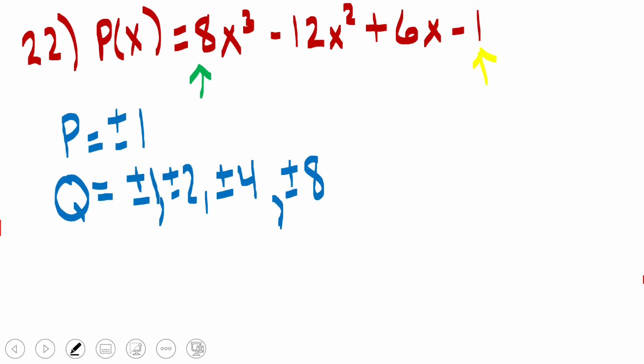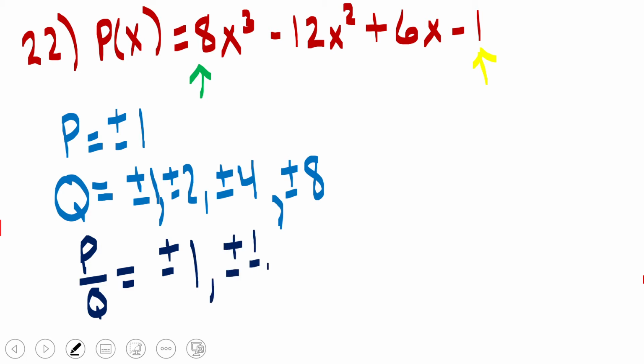Now remember, we make a fraction from p and q to find our possible rational zeros. So our possible rational zeros in this set are p over q equals plus or minus 1 over 1, plus or minus 1/2, plus or minus 1/4, and plus or minus 1/8.